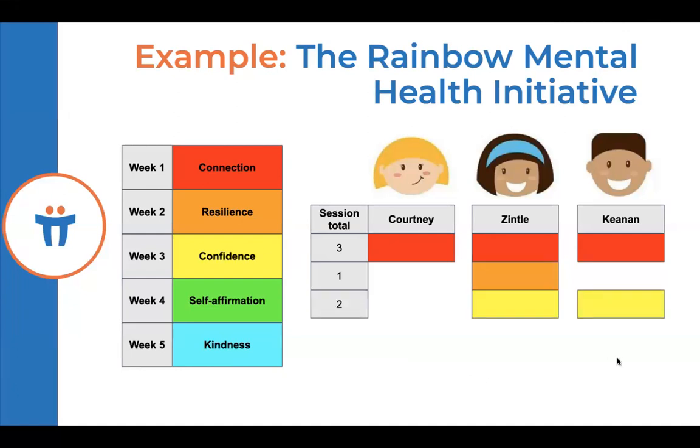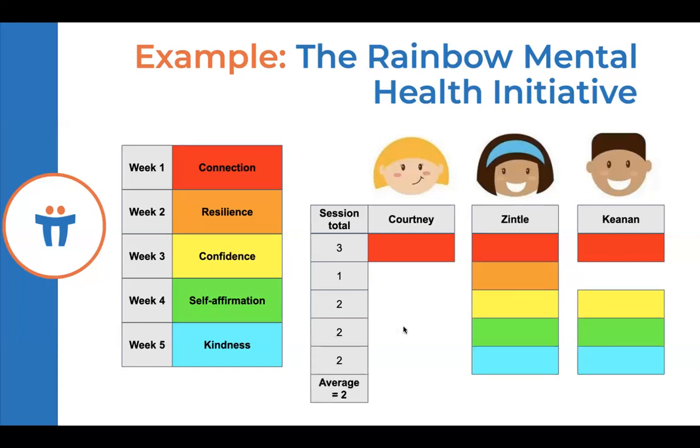Session 3, we get Keenan back. Maybe one of the coaches called him after session 2 and said, "What's up? Are you going to join the next one?" But we've still lost Courtney there. So now Keenan's received a bit of the curriculum. Zintle is going strong, and Courtney hasn't attended since session 1. Session 4, we get Zintle and Keenan again. So we have a session total of 2. Session 5, we get Zintle and Keenan again.